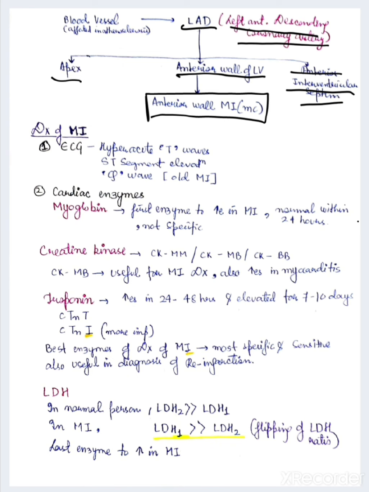Now the diagnosis of MI, very important. Firstly, we'll do the ECG, in which we can see the hyperacute T waves, ST segment elevation, and Q wave, which is seen in old MI.